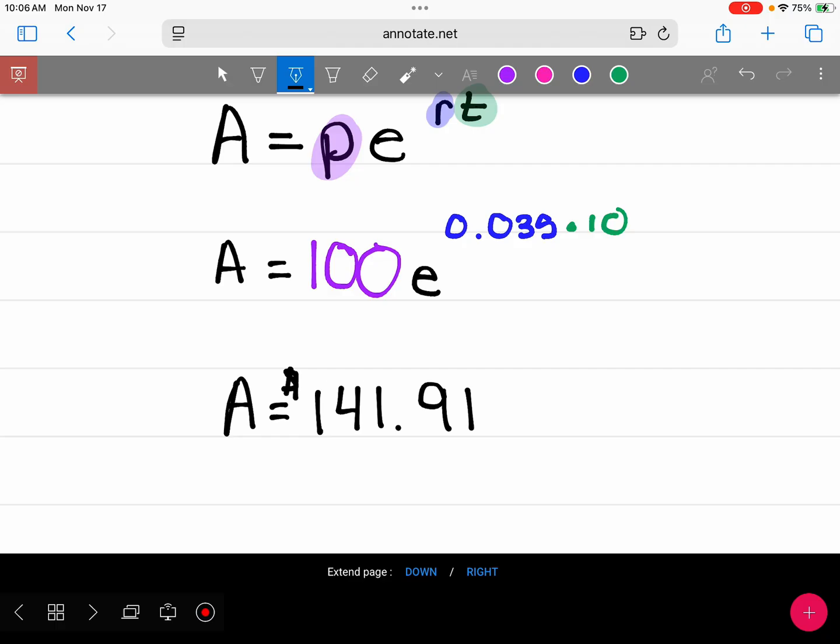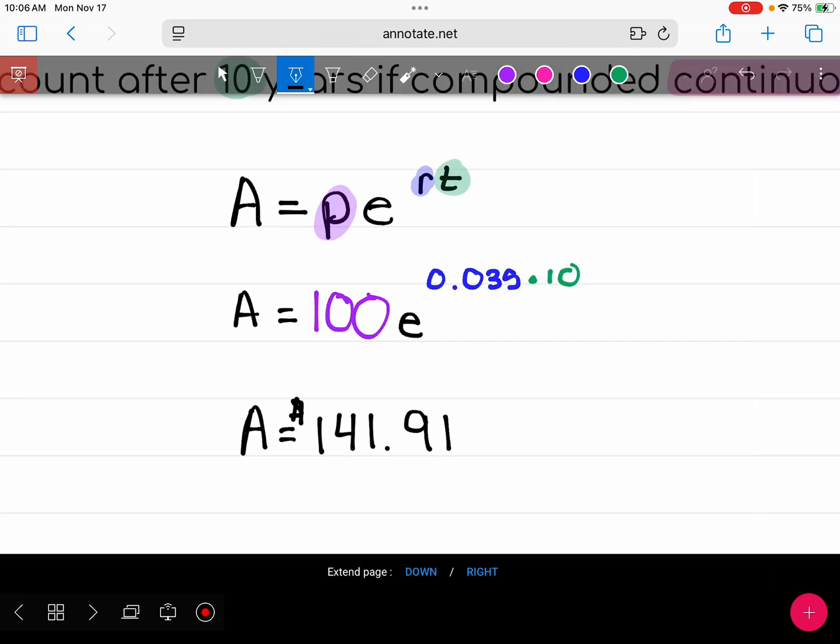$141.91. Which is not very much after 10 years for it to grow. But it's free money. Free money is free money. Whenever we have money, we're going to round to 2 decimal places and call it good. If it's ever living creatures, whole numbers only. Questions on this one? That's as far as we go on it.